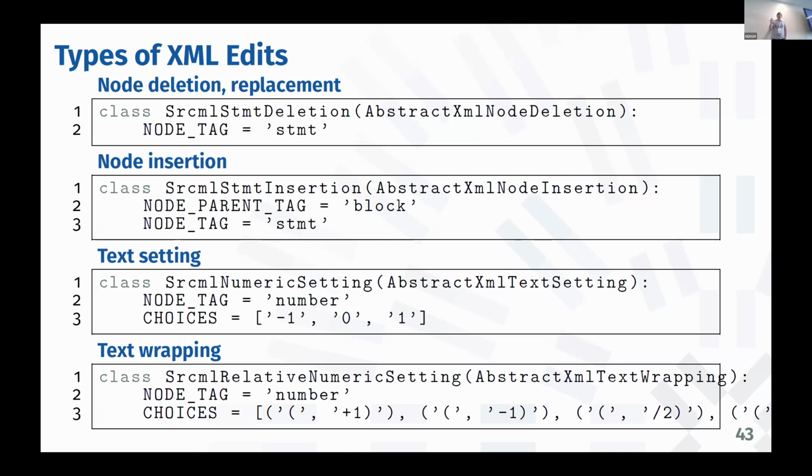And wrapping will again take something which is a number and keep the text, but wrap it with parentheses with, for example, +1, -1, or divided by 2. So you have your source code, you run it through source.ml, you have an XML tree with just number, any number that is natively in your source code, and the end of the tag. And Magpie will just take that number and wrap it with parentheses and add 1 or remove 1.